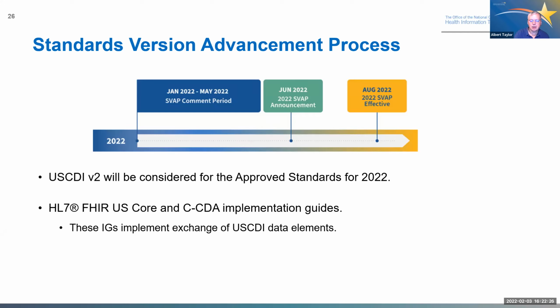published in the spring. Once those two standards are published, those three standards together, USCDI v2, the HL7 FHIR US Core and C-CDA implementation guides, which are the other two new standards, can all be considered for addition to SVAP, to the approved standards list. Should they all be included, health IT developers can then use those standards to update their systems to not only capture USCDI data, but also to move it, to exchange it with patients, providers, and other systems.